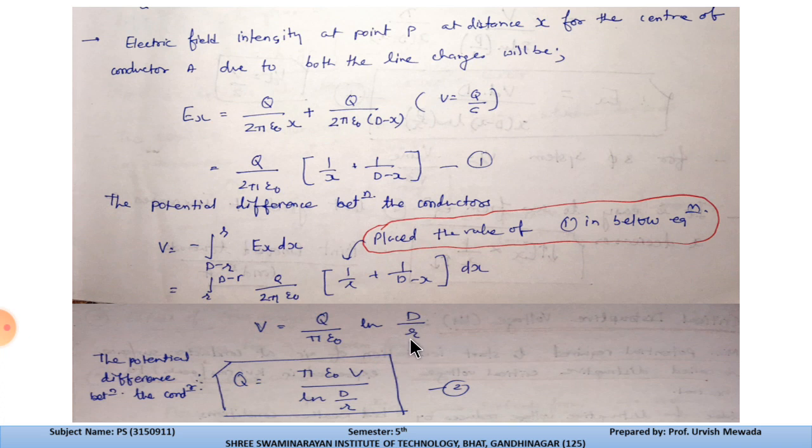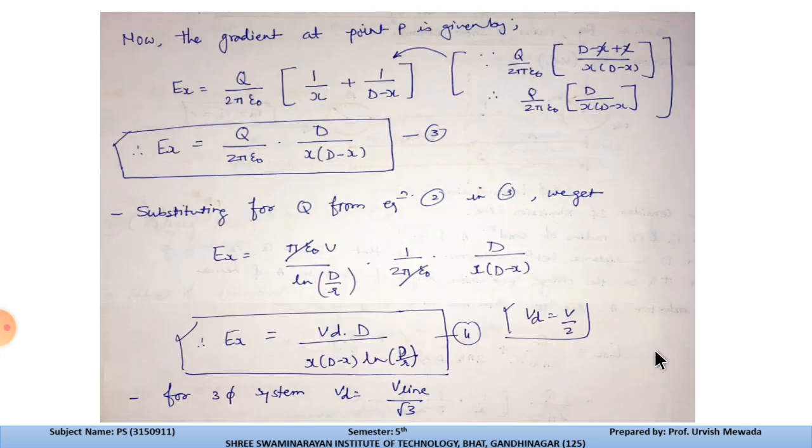Here d is the distance, r is the radius of the conductor, Q is the charge, and epsilon 0 is the permittivity of the medium. So for the potential difference between the conductors, we are just making Q the subject, so Q is equal to pi epsilon 0 V divided by ln d by r. This will be equation number 2.